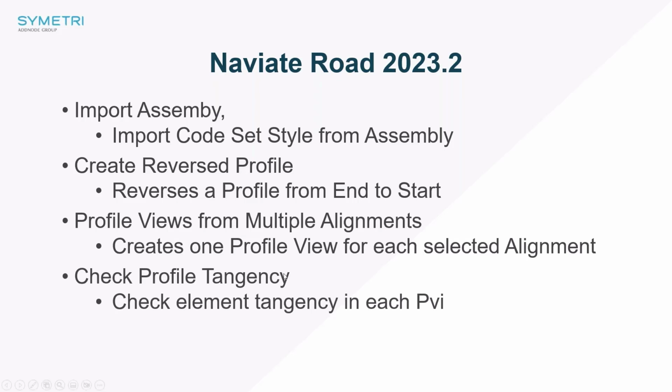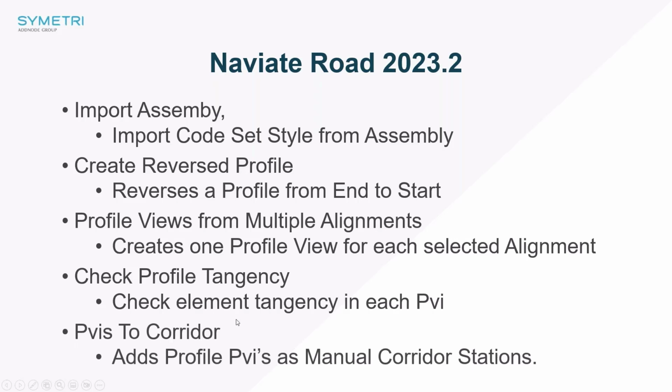This command was actually new in the previous version, but we made some fixes and changes to it. It's check profile tangency, allows you to check element tangency in each PVI of a profile. We also added a command called PVIs to corridor, which adds profile PVIs as manual corridor stations. And this is important if you have a profile that is used as a target in your corridor, because the PVIs of that profile does not automatically create a station in that corridor. So this tool helps you fix that.